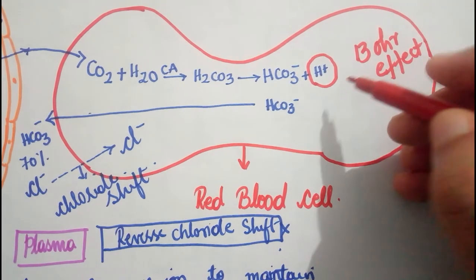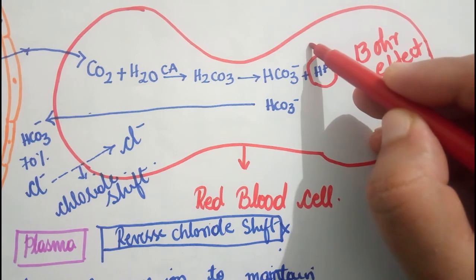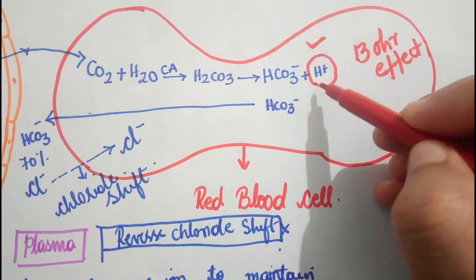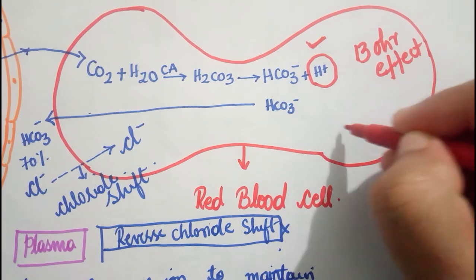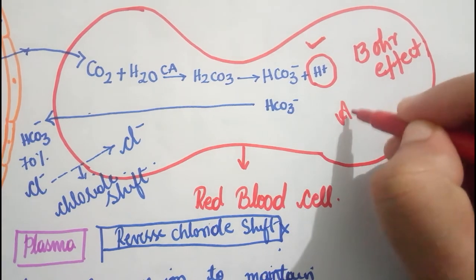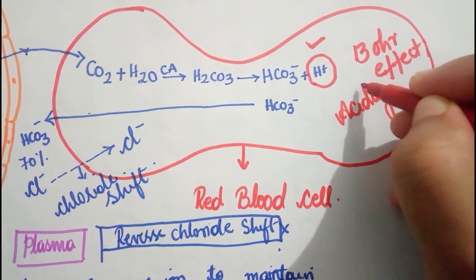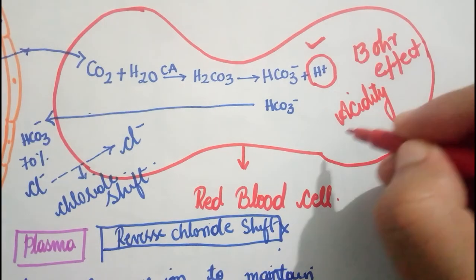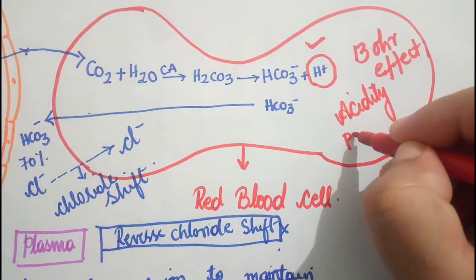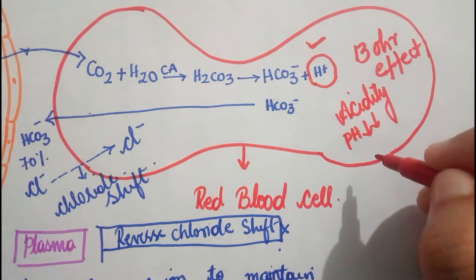Now let us take, for example, the H plus ion concentration. As the H plus ion concentration increases, the acidity increases. As the acidity increases, the pH decreases. Okay, lower pH, more acidity.